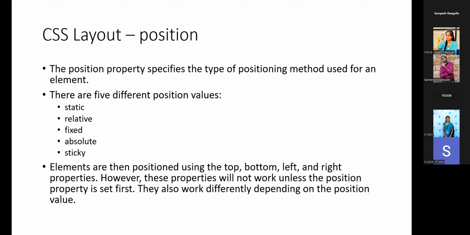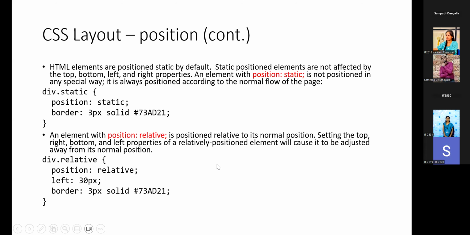Then the position of the element. The position property we can use to say how you position an element. There are a few ways that you can use position. You can say static, relative, fixed, absolute, and sticky, right? When you position elements, you can use top, bottom, left, right properties. But first of all, you have to use the position property. Depending on the position value you use, the outcome will be slightly different.